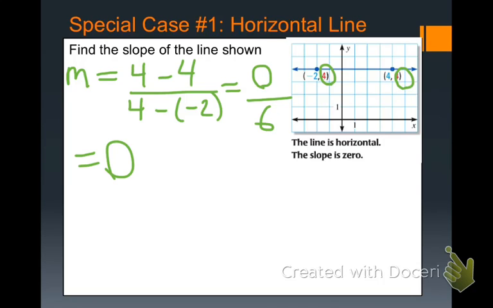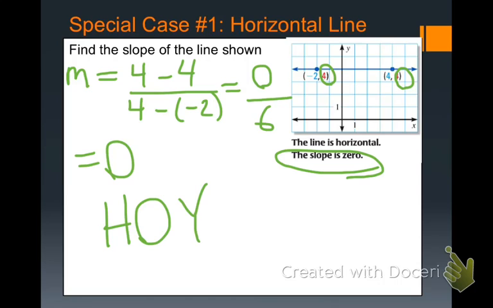So remember, a horizontal line is always going to have the same y values. So you're always going to end up with 0 on top. So the slope of a horizontal line is always 0. So remember, we talked about HOY to help you remember that a horizontal line has an equation that's y equals. Well, that O in the middle is there to help you remember that a horizontal line has a slope of 0.